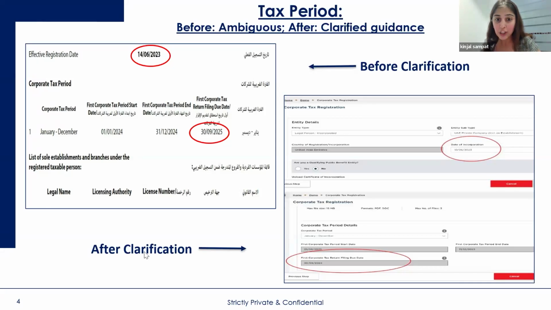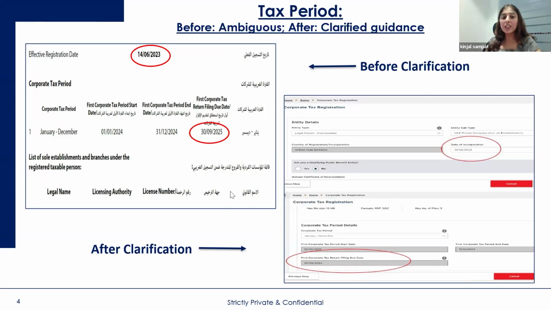And this time, the first tax period shown was from June 23 to December 23, and the due date for filing the corporate tax return is now appearing as 30th September 2024. So this is an interesting thing for which we've gathered here today, and we thought it would be very essential to apprise the audience that the first return filing due date is not 30th September 2025, but is 30th September 2024.